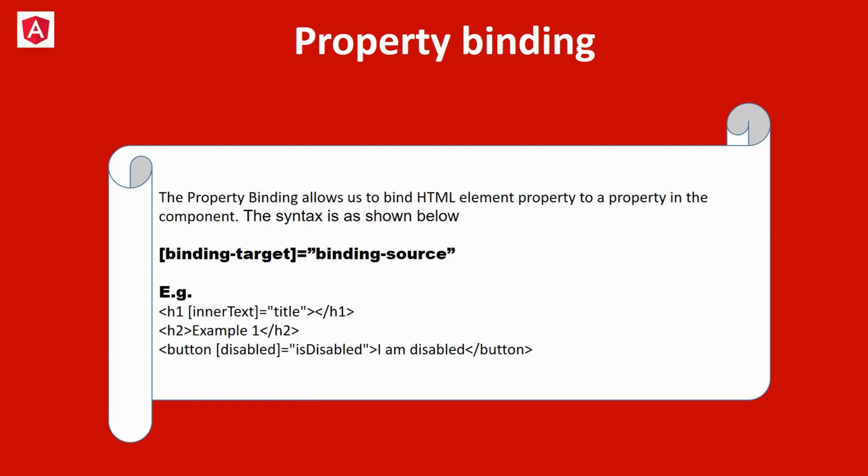Let's move forward to property binding. Property binding allows us to bind an HTML property to a property in the component. When the value in the component changes, Angular updates the element property in the view. We can also set HTML properties like href, src, or the text content of any HTML element. The syntax for property binding is the binding target of the element and then the binding source. Basically the source is the property that we define in our component.